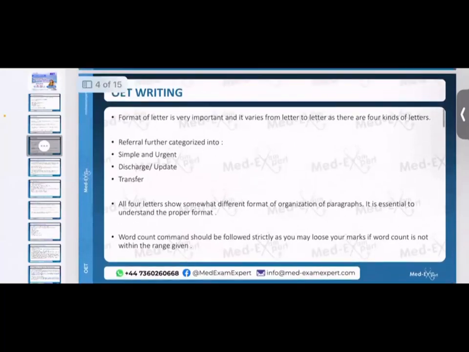So students do think that if they are going to write a simple referral letter, they will be following the pattern. And if they are going to write an urgent referral letter, then they are doing the same thing. So here is the mistake. Every letter writing has a different organization of paragraphs. It is called the format of the letter.